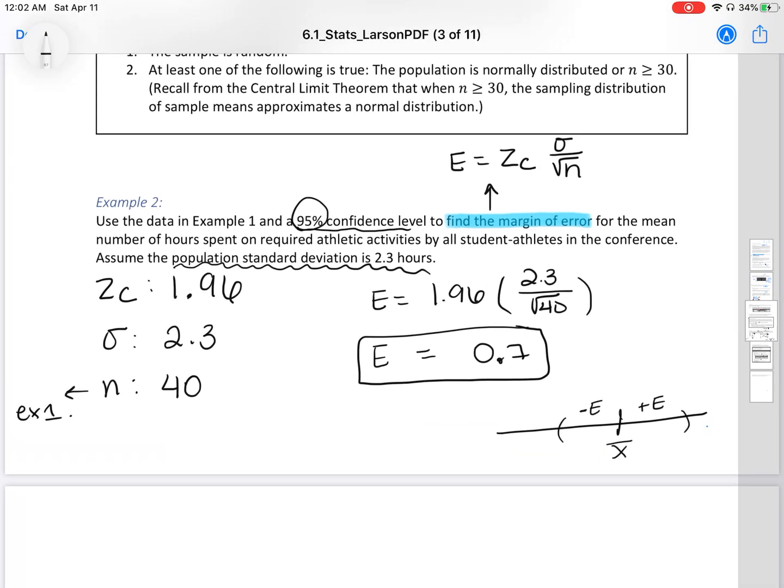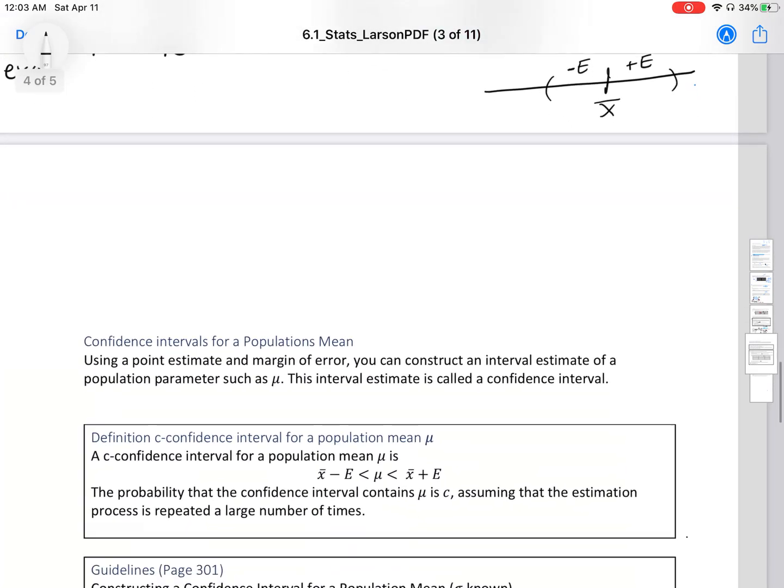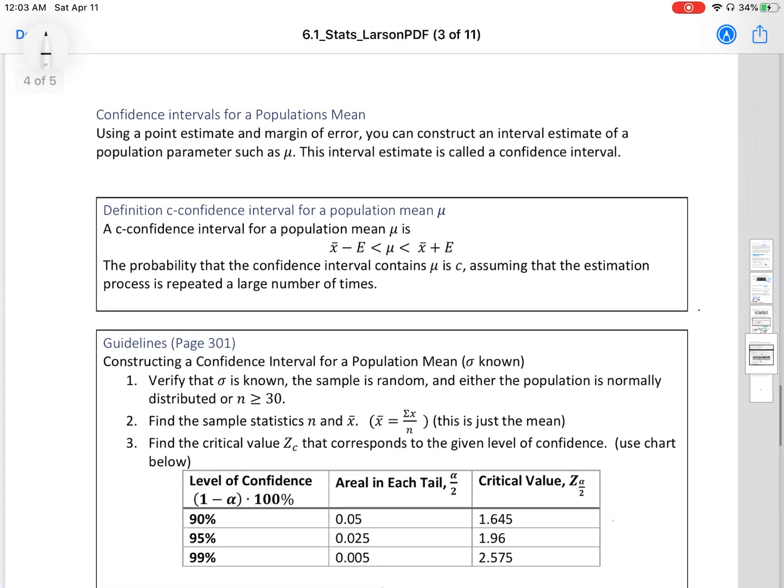Now we're going to put this together in a chart so that we can keep track of our work. Confidence intervals for population mean. Using a point estimate and a margin of error, you can construct an interval estimate of a population parameter such as mu. This interval estimate is called a confidence interval.